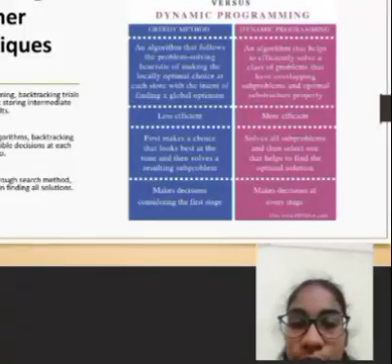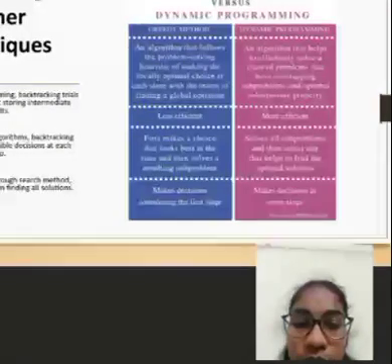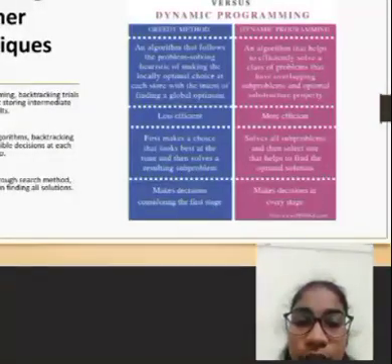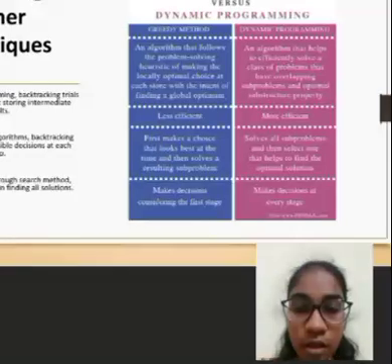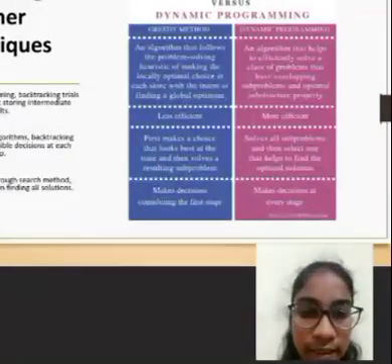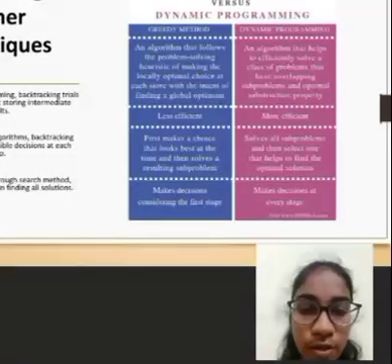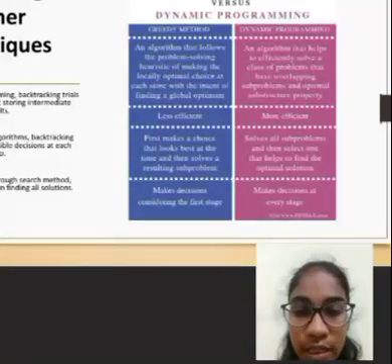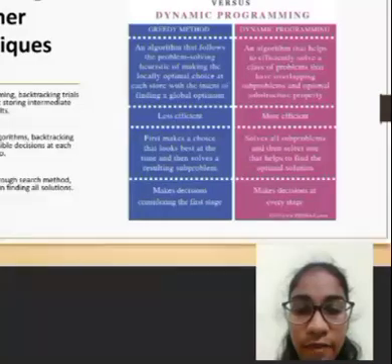Greedy method first makes a choice that looks best at the time and then solves the resulting subproblem. Dynamic programming solves all the subproblems and then selects the one that helps to find the optimal solution. Greedy makes a decision considering the first stage. Dynamic programming makes decisions at every stage.